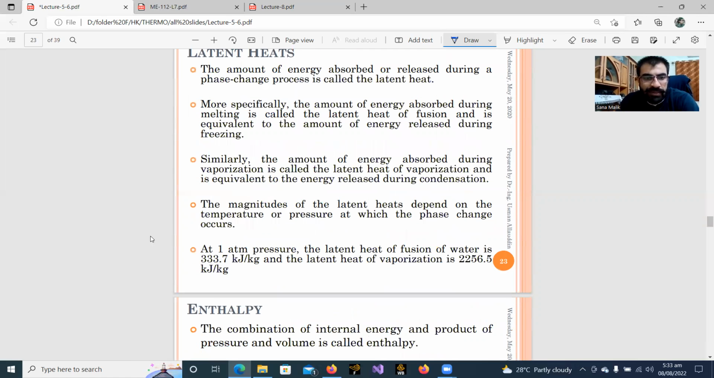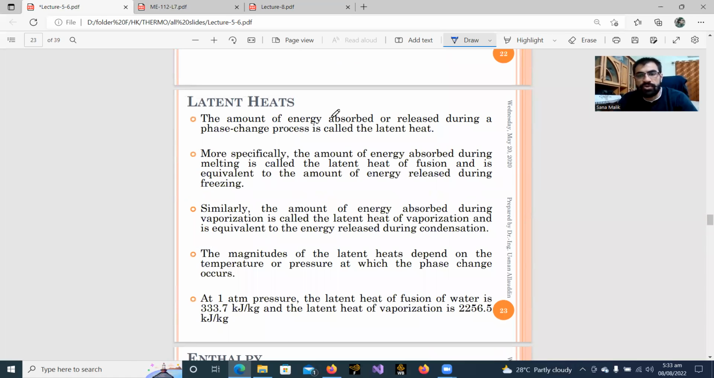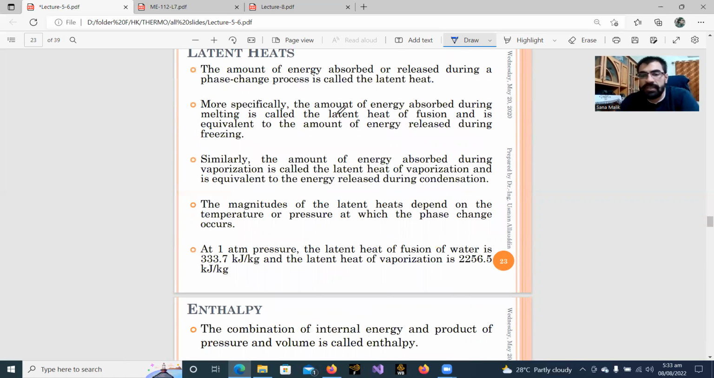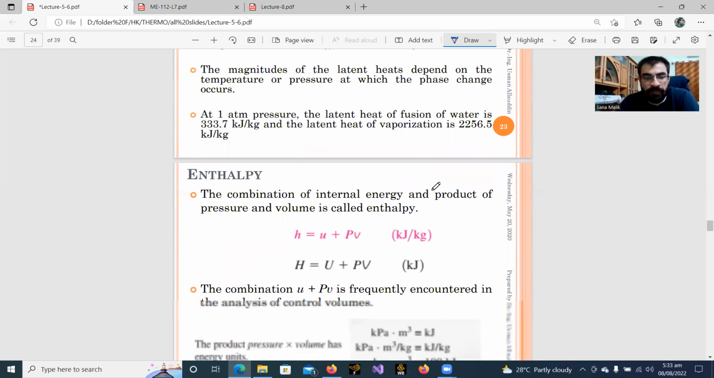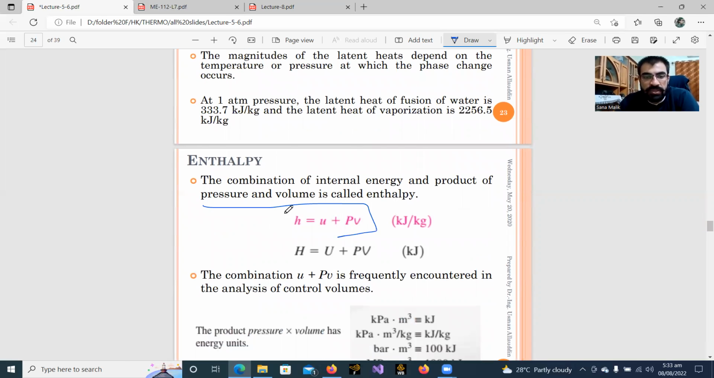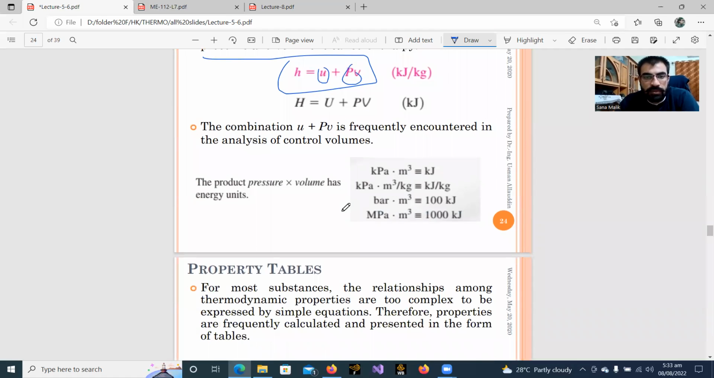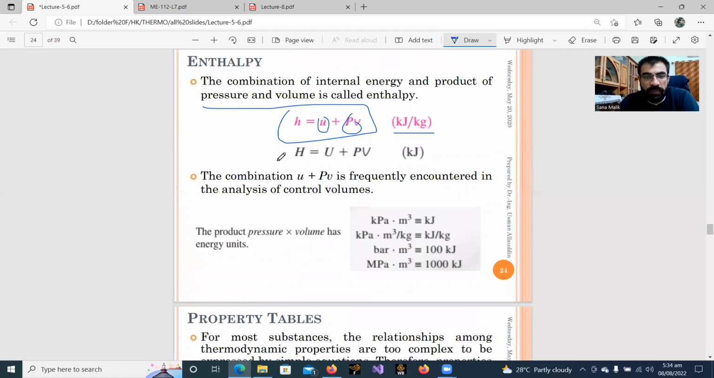So this is about the latent heat. The amount of heat energy absorbed or released during a phase change process is called the latent heat. For example, the amount of energy absorbed during melting is called latent heat of fusion. And enthalpy, as you know, is equal to internal energy plus flow energy. So its unit is kilojoule per kg, kilojoule per unit mass.